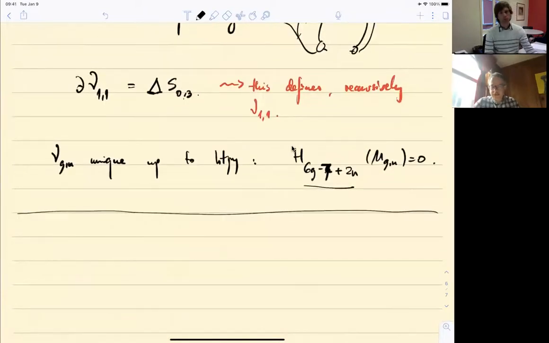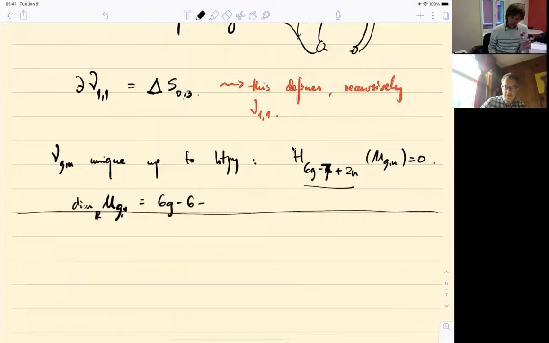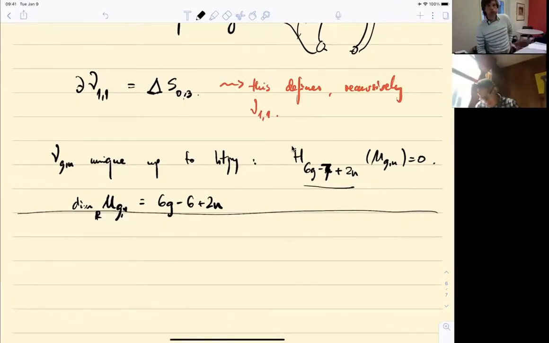No, 6G minus 7 plus 2n. So the dimension of MGN, the real dimension, is 6G minus 6 plus 2n. So of course, for a non-compact, it's a manifold or a rational homology manifold. So the top dimensional homology would be 0 anyway because of Poincare duality or something of that sort. The non-trivial statement is that if you go one less from the top dimension, it's still 0. But this is a standard known fact.